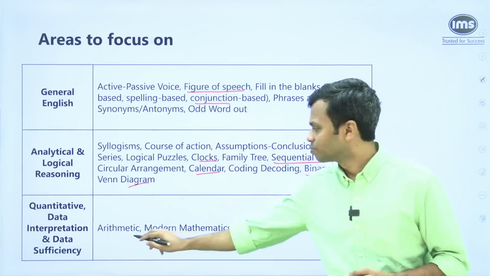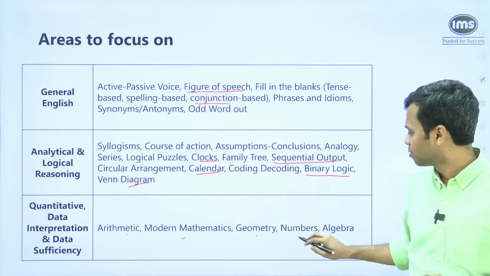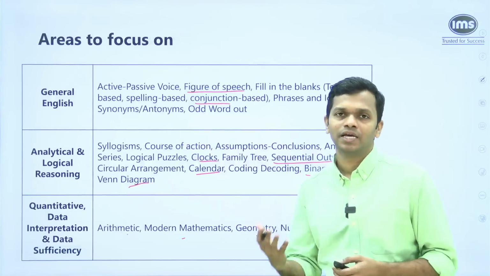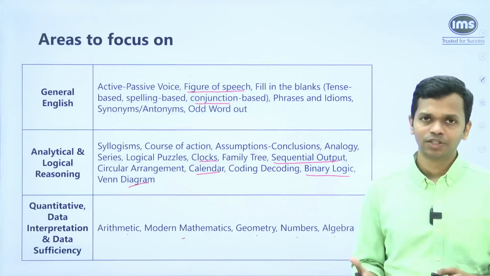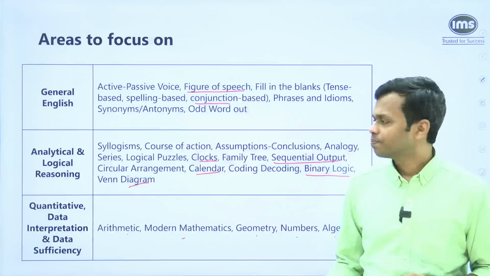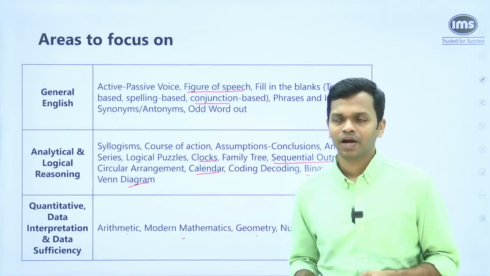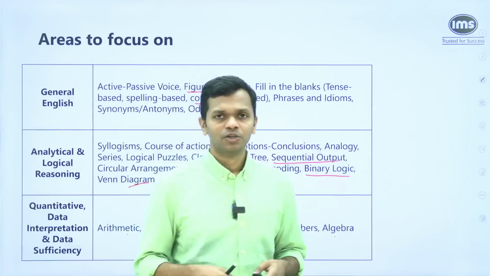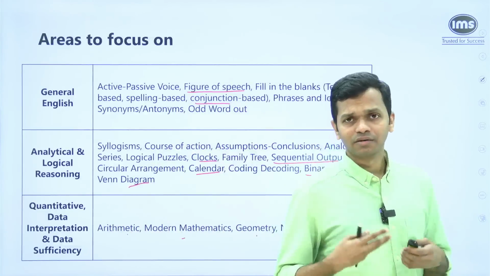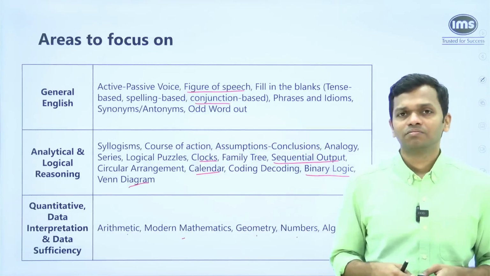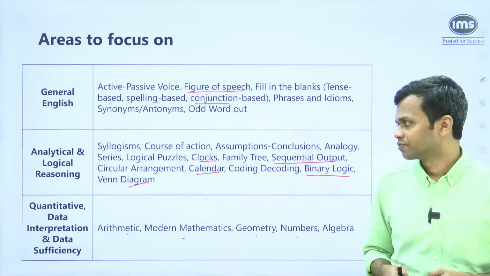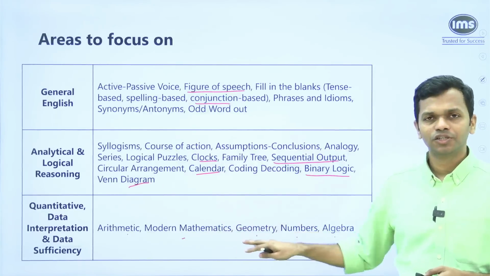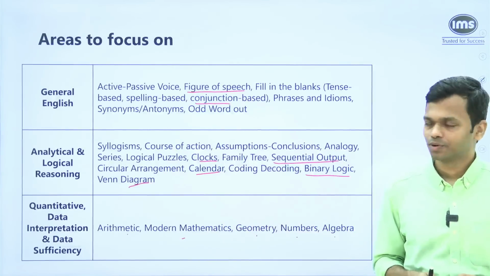Most of it is going to be arithmetic, modern math, geometry, numbers, algebra, right? The 5 areas that you have on the quant, the major areas, that's what they ask questions from. No data interpretation. And in fact, in some of the years, there haven't been any questions on data sufficiency also. So though they call it data sufficiency as a section, there are no questions sometimes on data sufficiency. So the majority of it is just pure quant questions that you're going to get.